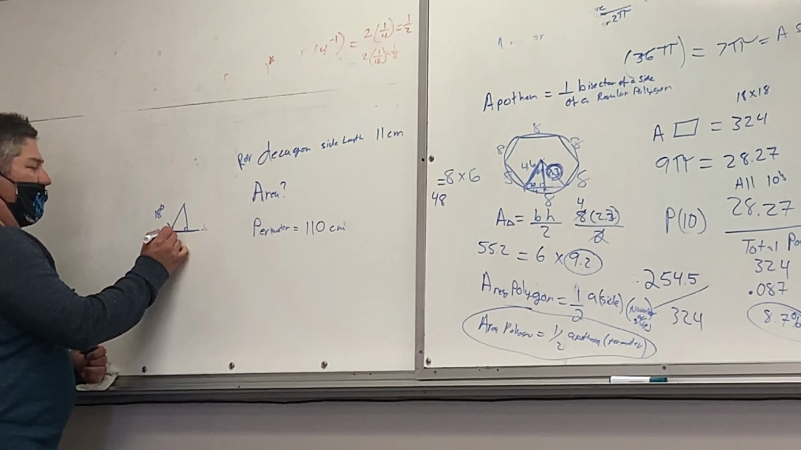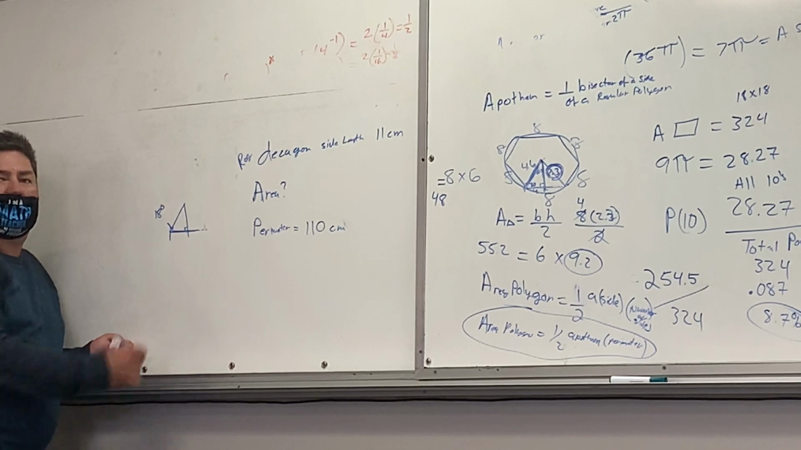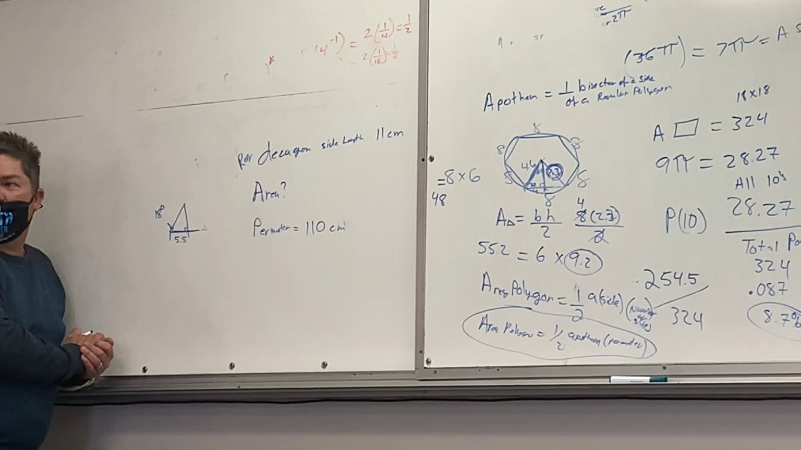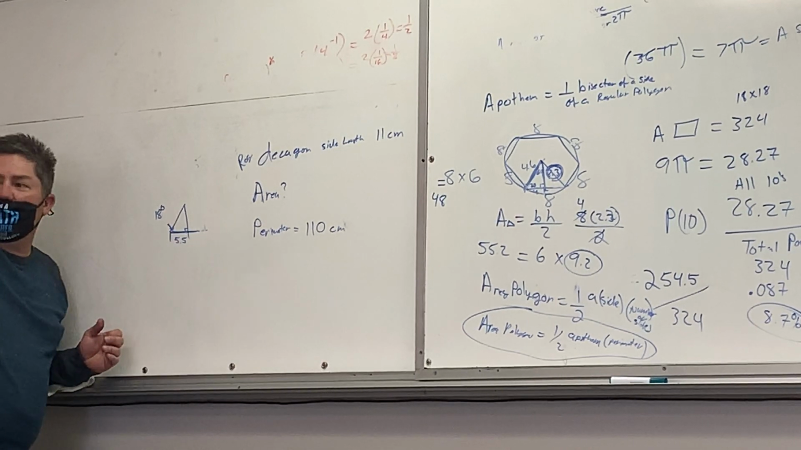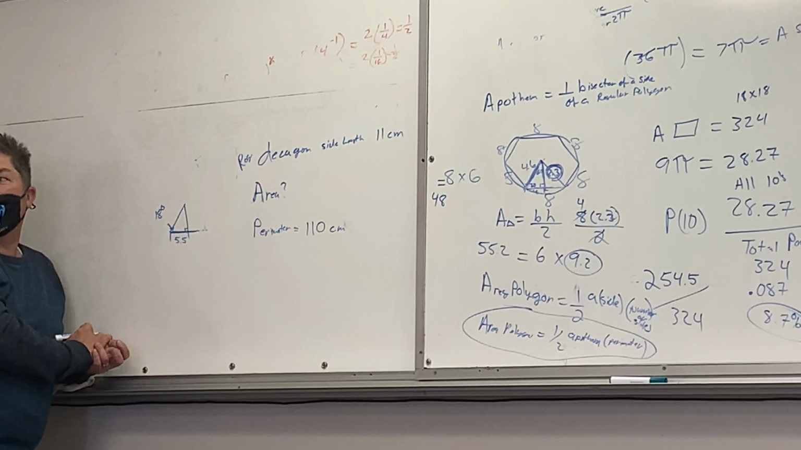How far is it from here to here? 11 divided by 2. 5 point what? 5.5. Because the whole length is MJ, what's the whole length? 11. So that's how come that's 5.5.